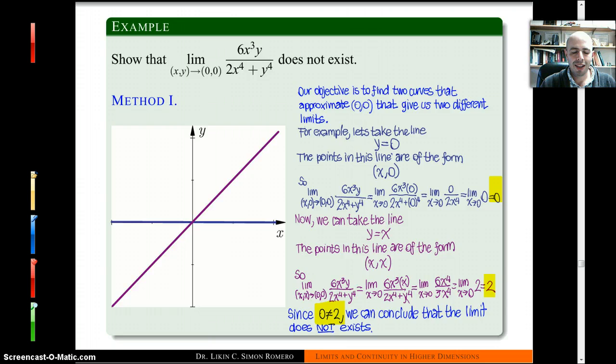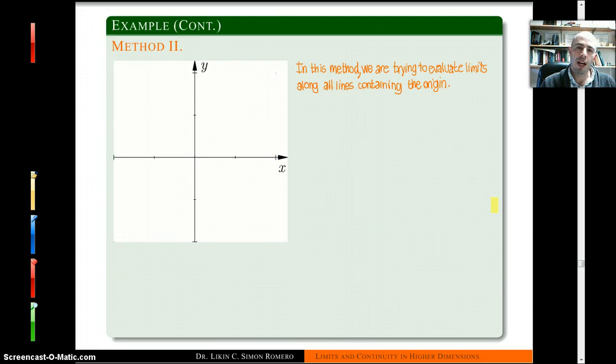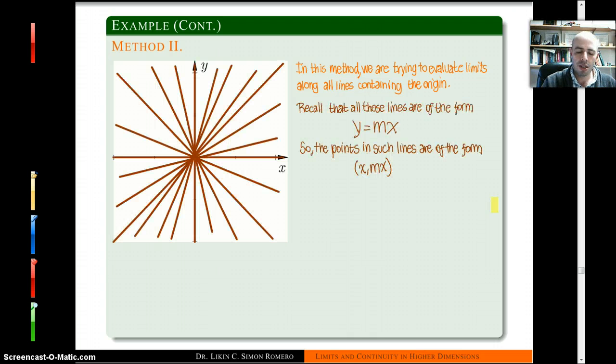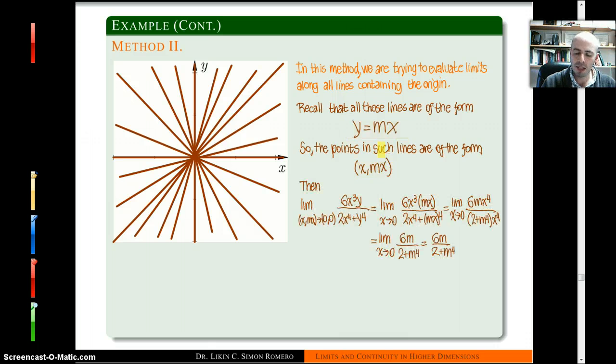The method 2 takes into account all the possible lines that contain the origin. So notice that it's more or less the same thing. All the lines that are approaching the origin have this particular general formula, so the points on such lines are of the form x, mx. So I'm going to do the same thing. I'm going to replace y by mx, and then since the only variable that we're going to have left is x going to 0, x is going to go to 0.